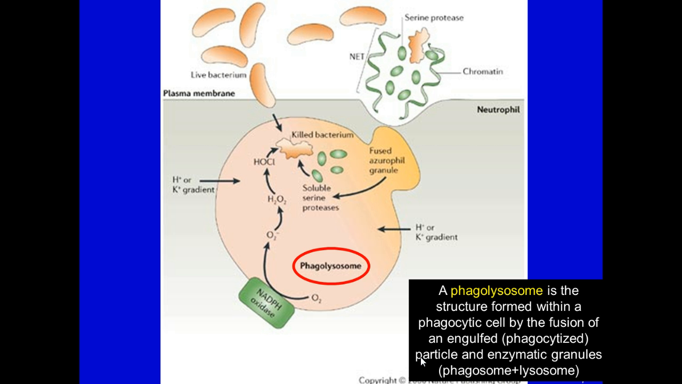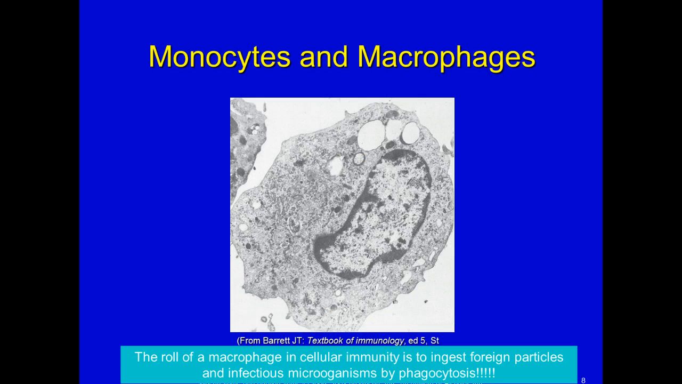Here's another picture. We have the live bacteria. It is being engulfed. Inside, there are soluble serine proteases, etc., that kill the bacteria. Inside, a phagolysosome is also formed. That is a structure within a phagocytic cell formed by the fusion of the phagosome with a lysosome. This helps with the destruction.